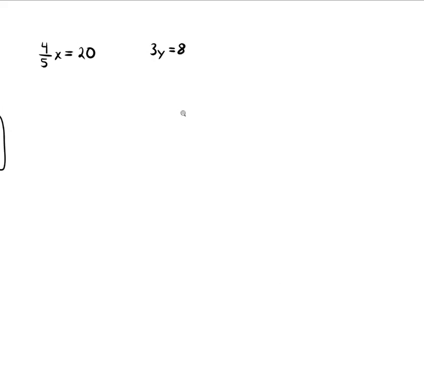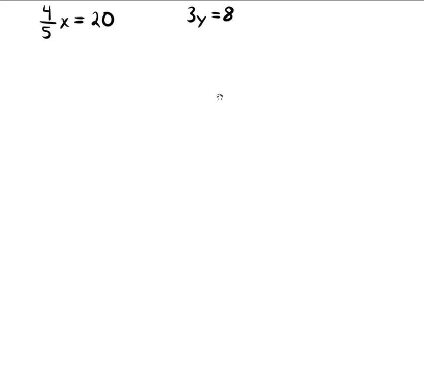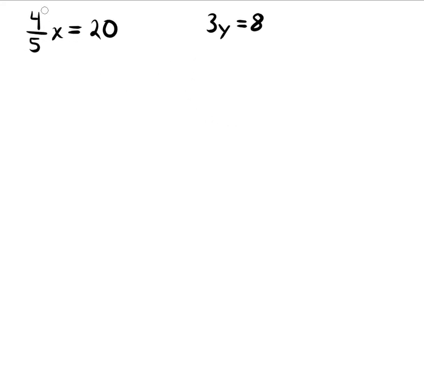And so what I have here are two more equations. I have 4/5 x is equal to 20 and 3y is equal to 8. For this one here, you could view this as a one-step equation, or you could view it as a two-step equation. And this time, I'm going to choose to view it like a one-step equation. But before I do that, let me do this one first, because this one's going to be a little complicated. Let's start this one off first.